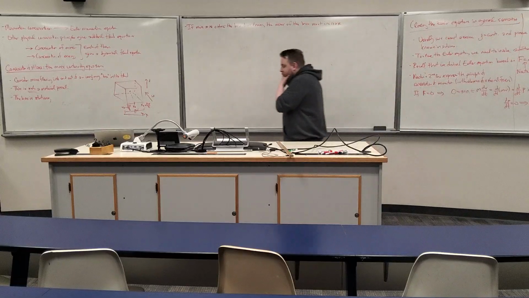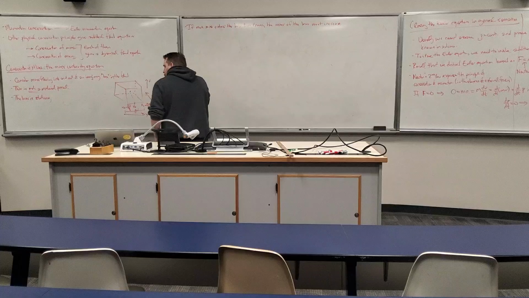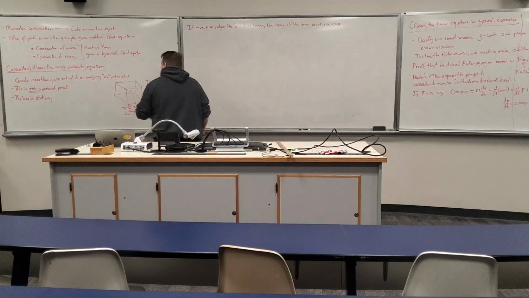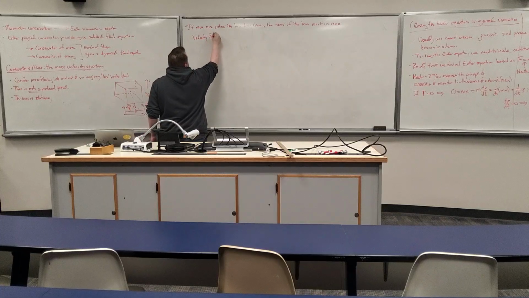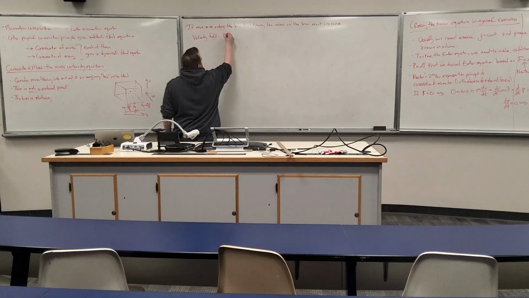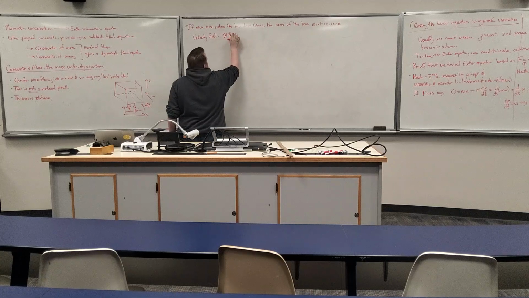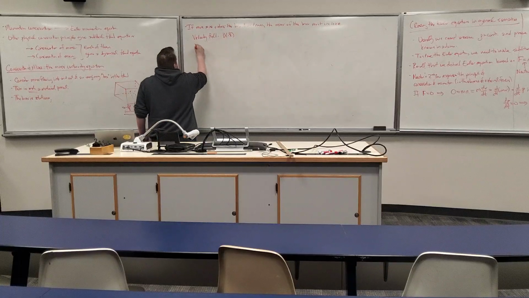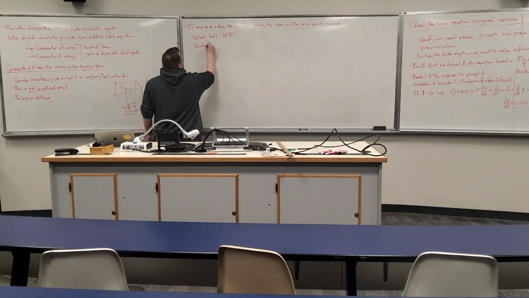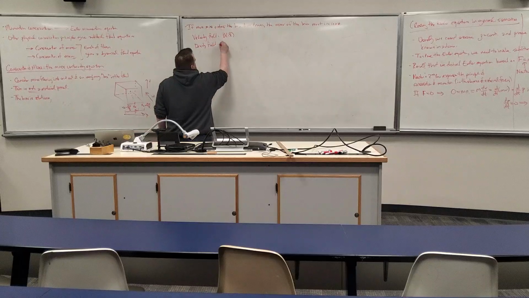Okay, so we're going to assume that we have some velocity field, u of x, and some density field, rho of x.